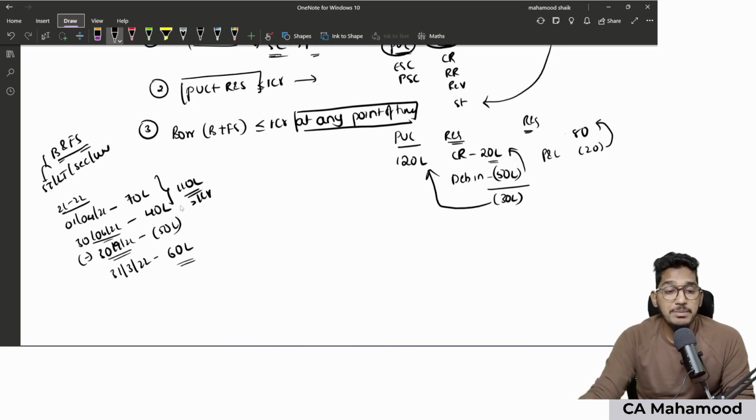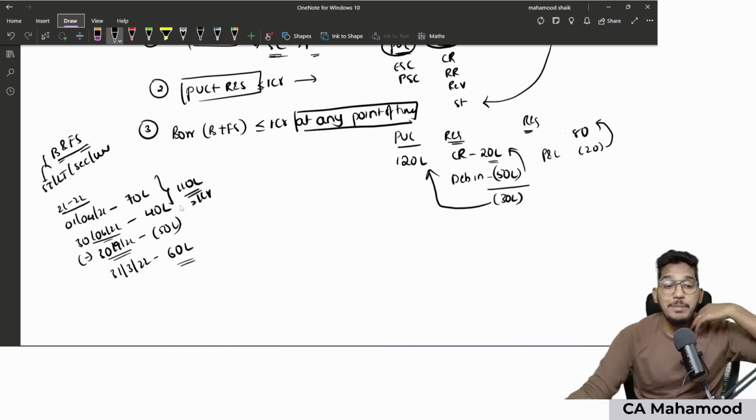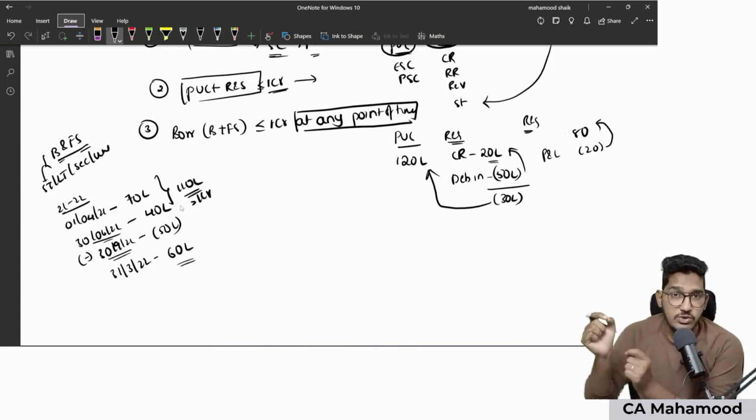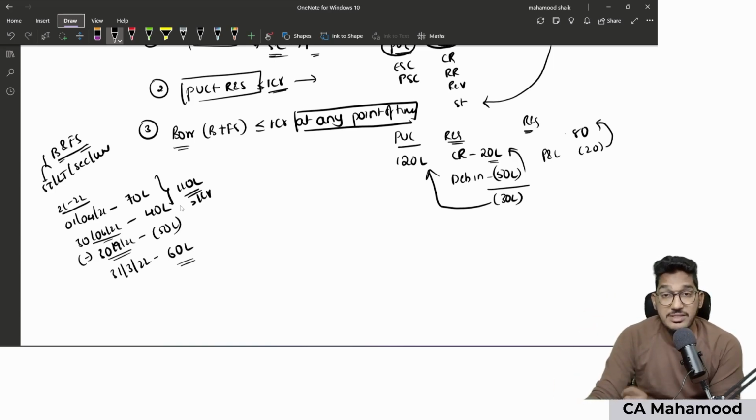But when you are checking paid up capital and reserves and surpluses, you need not be concerned at any point of time. Paid up capital and reserves and surpluses balances shall not exceed 1 crore only as on balance sheet date. During the year, anything can happen, but paid up capital and reserves and surpluses balance shall not exceed 1 crore only as on balance sheet date. But for borrowings, at any point of time during the financial year.